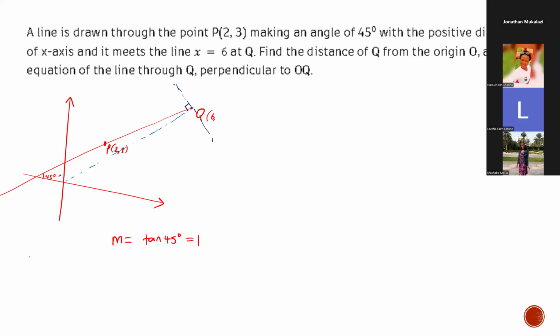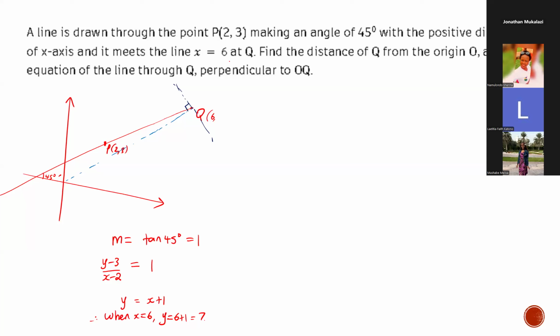And so it shouldn't be hard for you to see that you can get the equation of this line easily. (y minus 3) over (x minus 2) is equal to 1, if we use (y minus y naught) over (x minus x naught) is equal to m. And when you simplify it, it should give you y is equal to x plus 1. Now, if this is true, that means the y coordinate of point Q, so therefore, when x is 6, y is equal to 6 plus 1, which is 7.